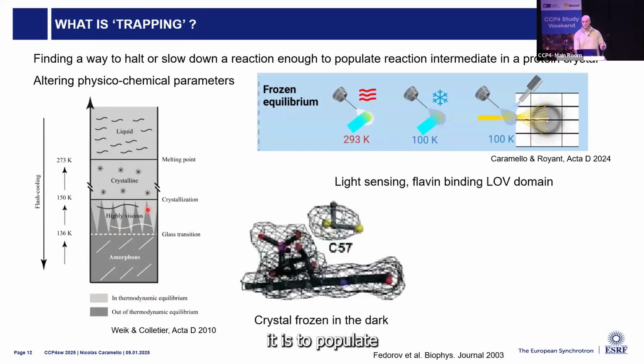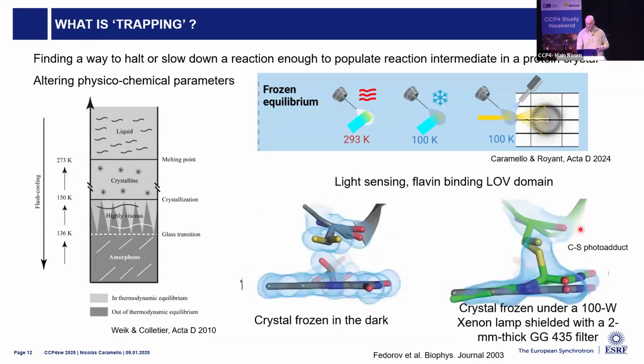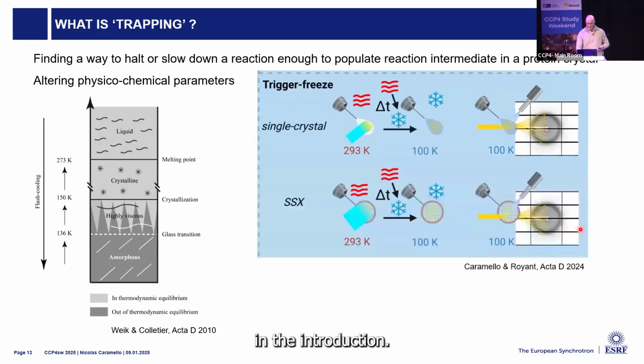A simple way to do it is to populate a steady state, for instance, and then freeze the crystal and trap the steady state, as was done a long time ago on this light sensing LOV domain, creating this carbon-sulfur photoadduct. You might recognize this guy because I've used them in the introduction.